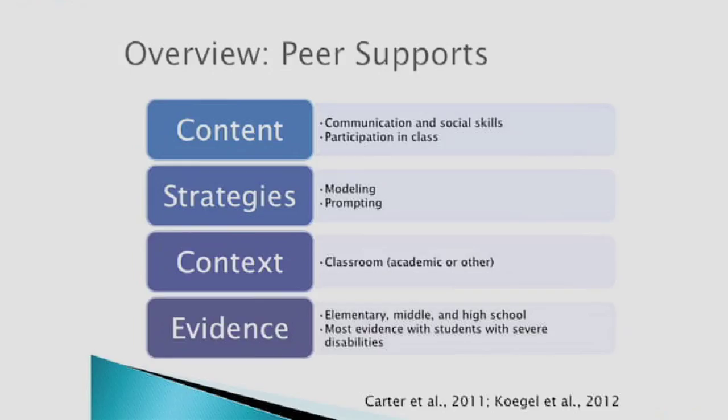So peer supports are basically taking a peer who's trained in some of the strategies that we train them in, and we pair them with a student with autism in a classroom setting, usually a general education classroom, although we have been in self-contained classrooms as well, or resource classrooms. So we take at least one or two peers, and we have them work with, sit next to, and interact with students with ASD in the classroom that they're both sharing. It really focuses on communication, social skills, and academic skills, participation in class. And we'll talk a little bit more about that in a minute.